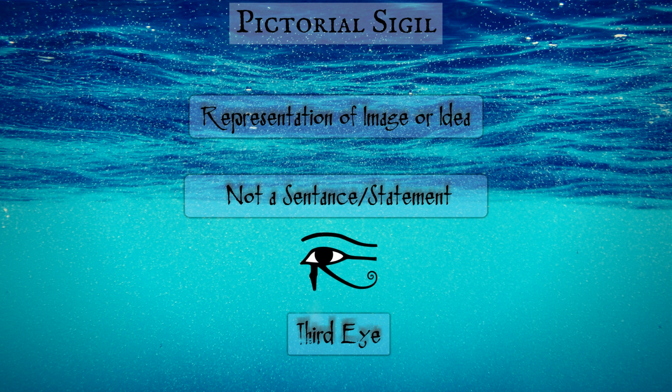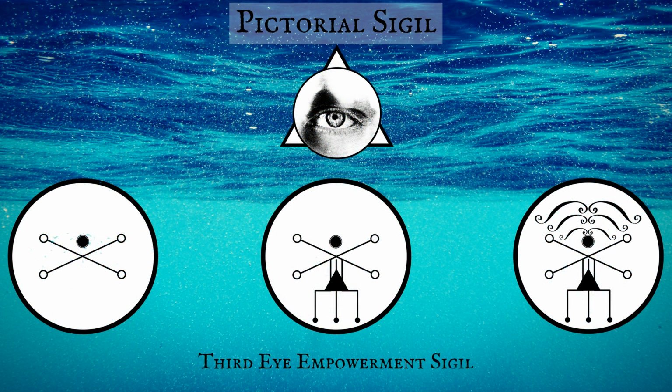For this example, I have created a sigil to represent the empowerment of the third eye, since that one is also quite popular. Now, in this first image, I have created a dot to represent the third eye itself, while the cross below represents the standard eyes, or where the bridge of the nose starts. Thus, the dot above is more clearly represented as being the third eye in relation to the brow or the normal eyes.